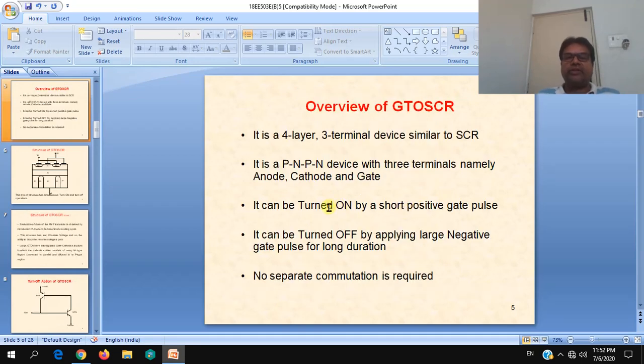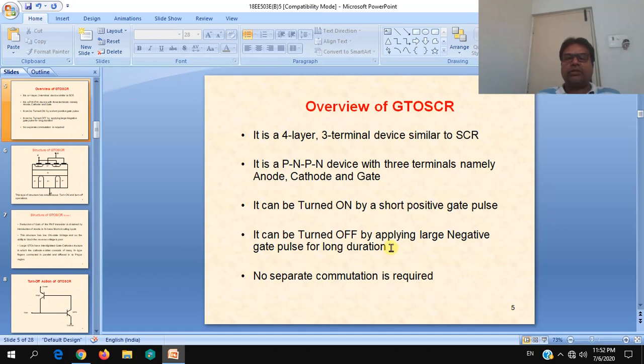But the difference is, in the forward direction, it can be turned on by a short positive gate pulse, as in the case of SCR, but a gate signal of high magnitude is required in this case. And the other feature is it can be turned off by applying a large negative gate pulse for a long duration.